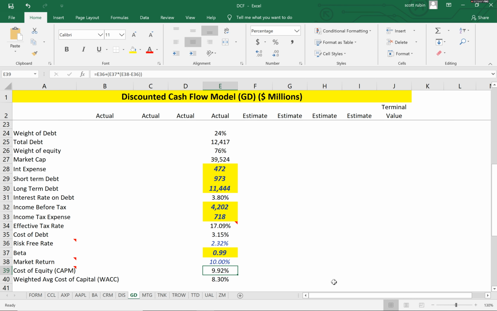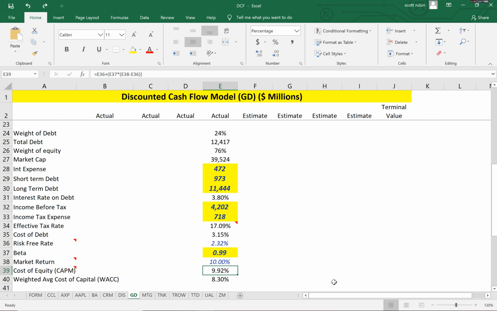So the CAPM is 9.92%, and the market return is 10%. If it was 1, it would just be 10%. So that's the closest you get. It's the least volatile I've ever seen. So the cost of equity is 9.92%. The cost of debt is 3.15%.